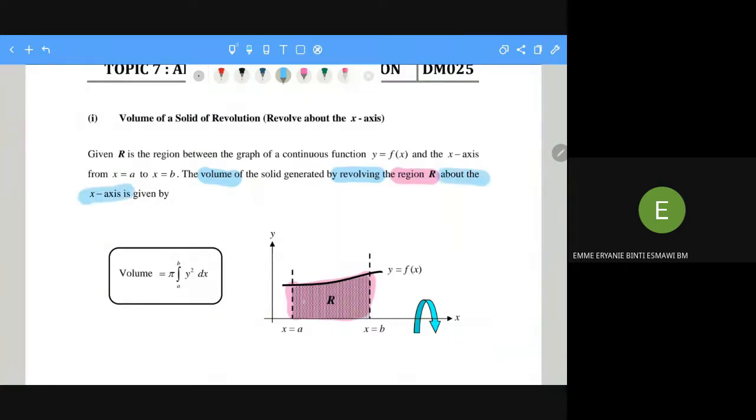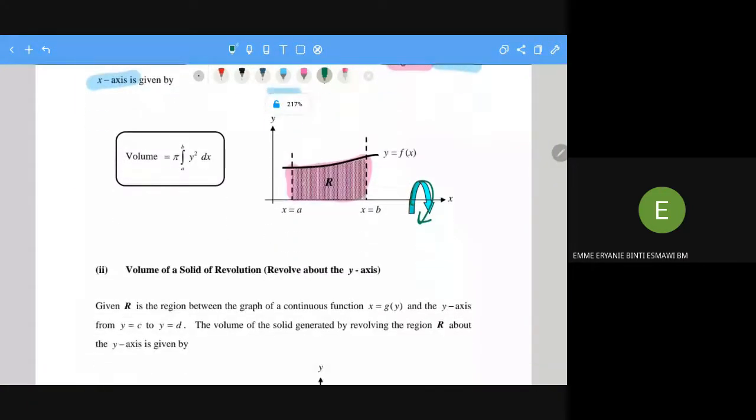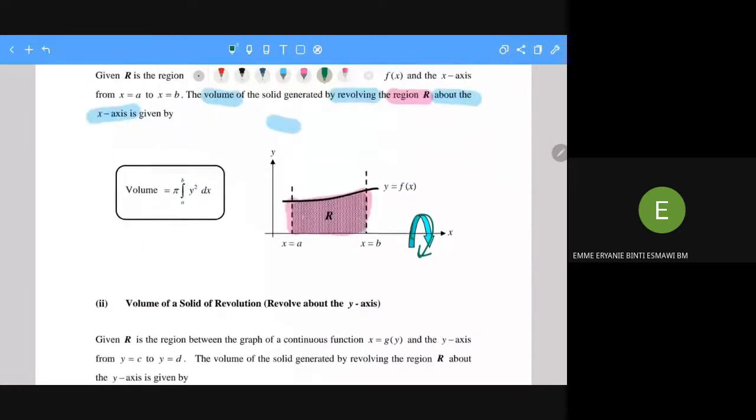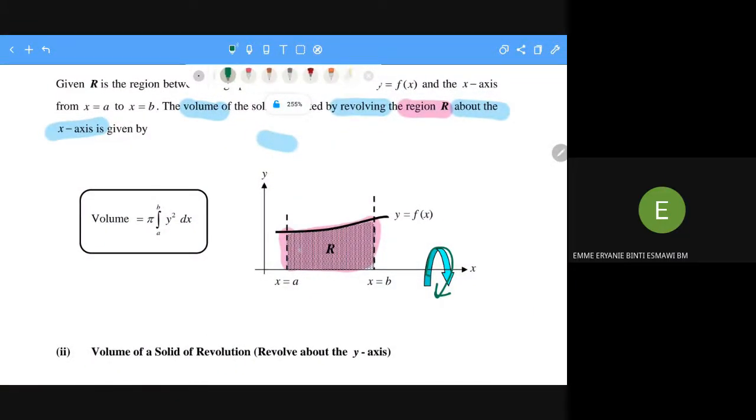About the x-axis maksudnya rotate 360 degrees about x-axis. Okay, so pusing dekat paksi x. Macam itulah. So ayat dia boleh jadi lain sikit lah daripada tadi. Okay, jadi how to find the volume kalau dia rotate dekat paksi x? The formula of the volume is this.